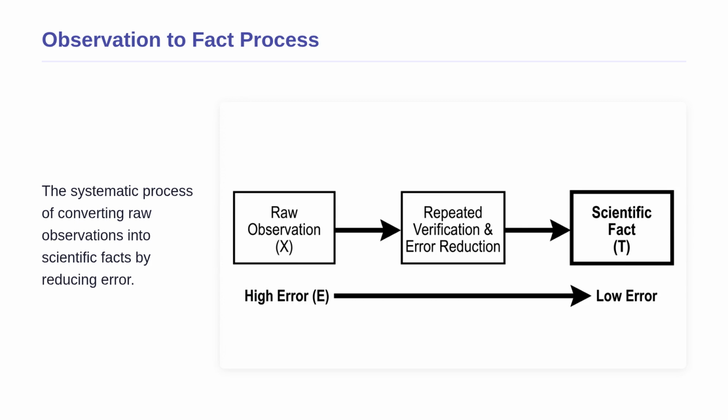Notice the large arrow at the bottom? It shows that as we move from observation to fact, we are moving from a state of high error to low error. The diagram teaches us that a fact is simply an observation that has survived the rigorous stripping away of error.